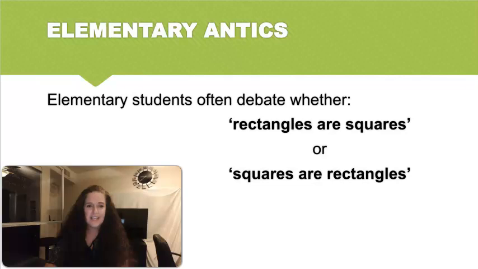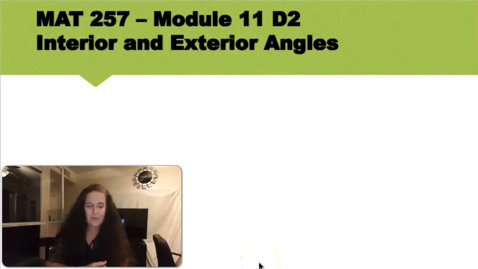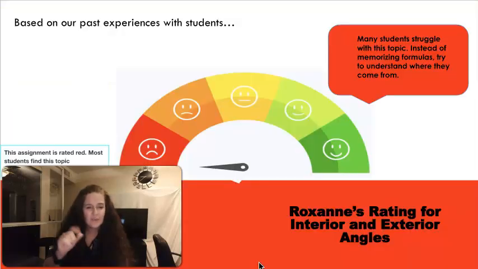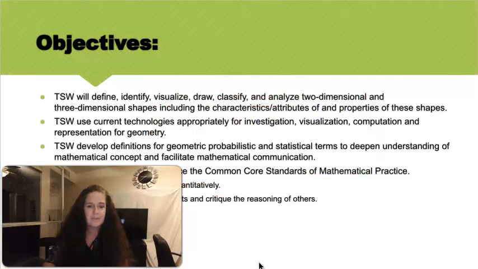Then for the second day, we're going to be talking about interior and exterior angles of polygons. So this one is rated red. A lot of people find this challenging, and I think the biggest reason they do is they're trying to focus on memorizing a formula instead of trying to understand where it's coming from.